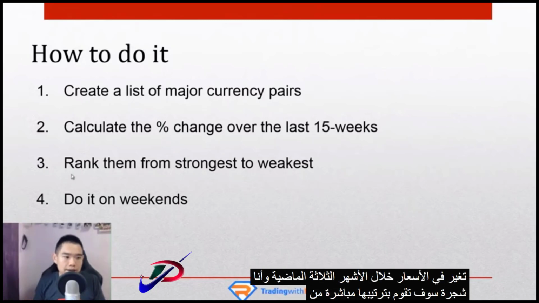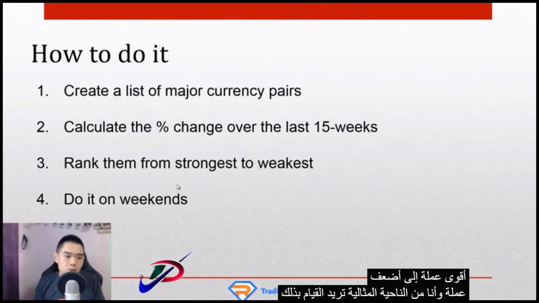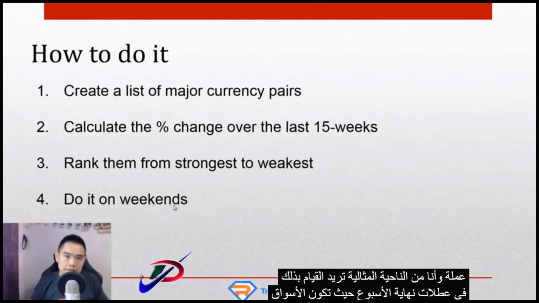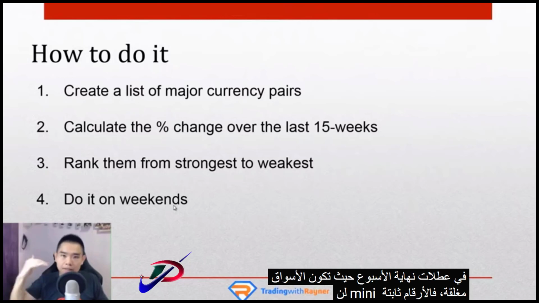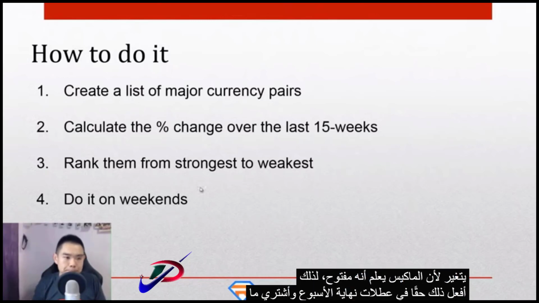And number 3, you want to rank them from the strongest currency to the weakest one. And number 4, ideally you want to do it on the weekends where the markets are closed, the numbers are static, meaning they won't change as the market is open. So I usually do it on the weekends.